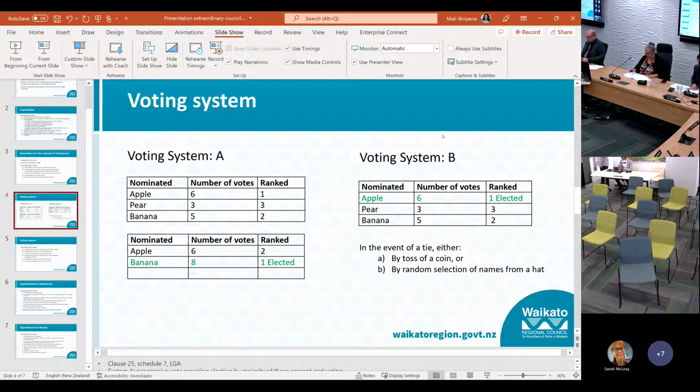So we need to look at the requisition for appointment of a new chairperson. The first thing that we have to do is look at the voting system. So Marley will take us through the voting system that you might be familiar with from the triennial elections.